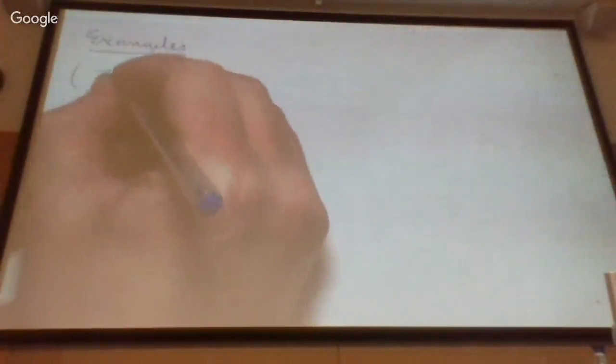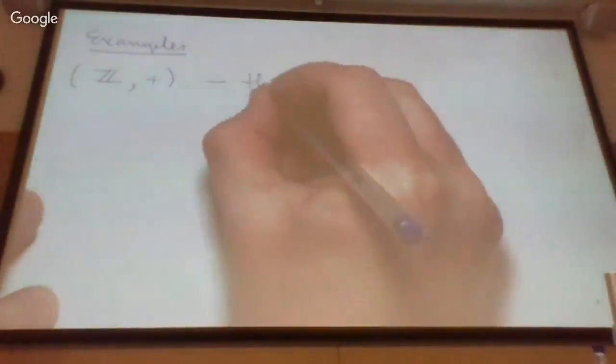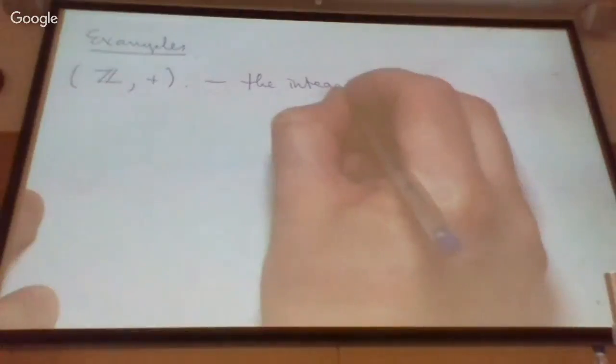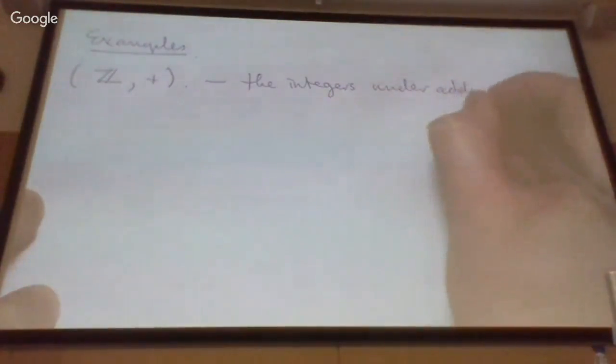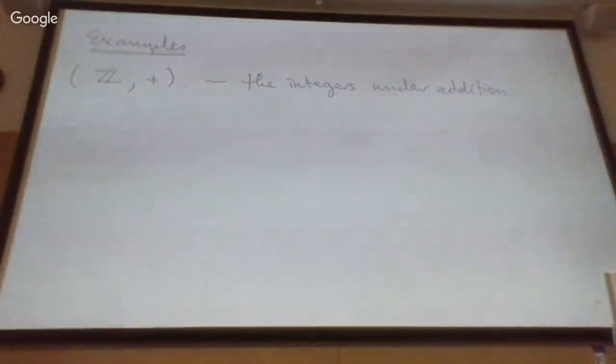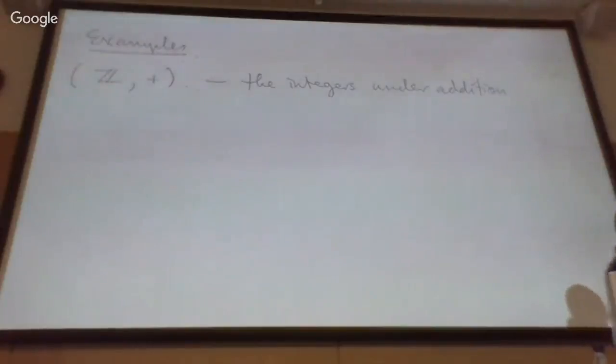So probably the most readily available example to you, and this is something that primary school children would recognize, is the integers under addition. So the set is the set of integers. Hope everybody's clear on what the integers are. The counting numbers and their negatives and 0. And the operation is just plain old addition.